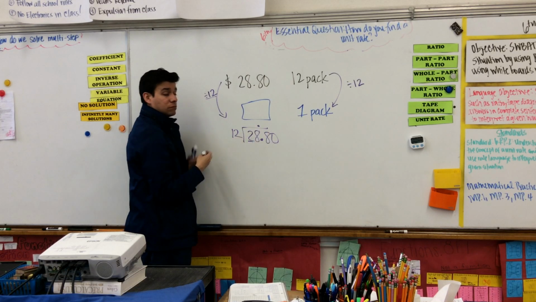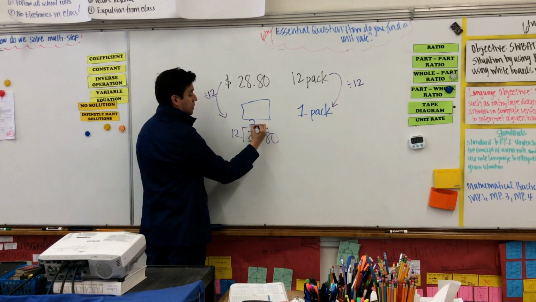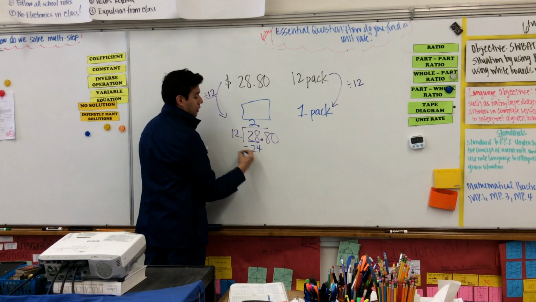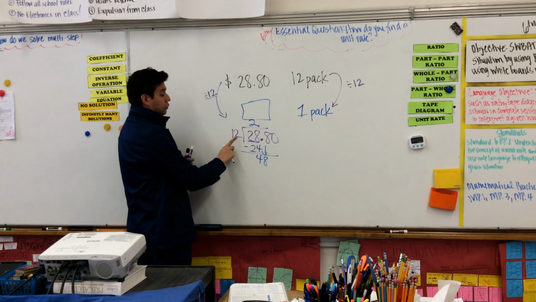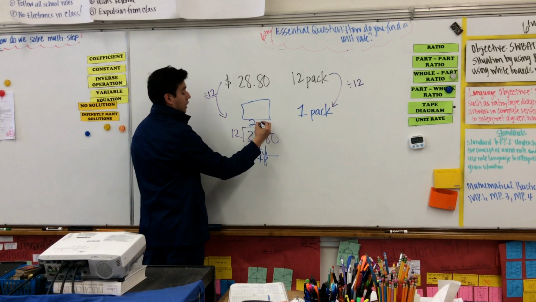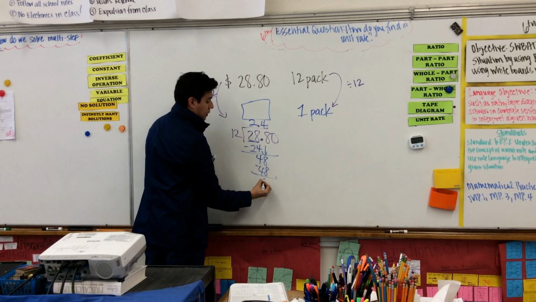12 goes into 2, 0 times. 12 goes into 28, 2 times. So that will be 24. Subtract, drop a 0, drop an 8. 12 goes into 48, 4 times. 48. And there it is.